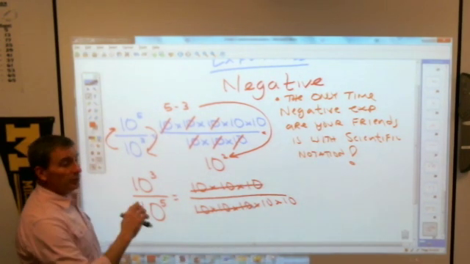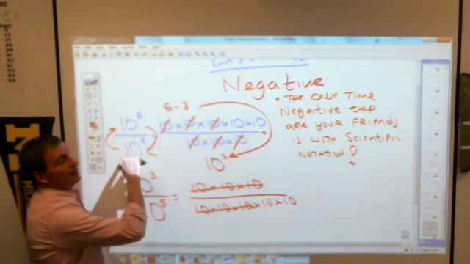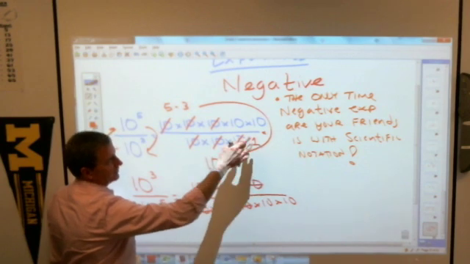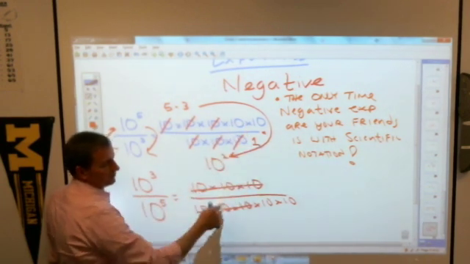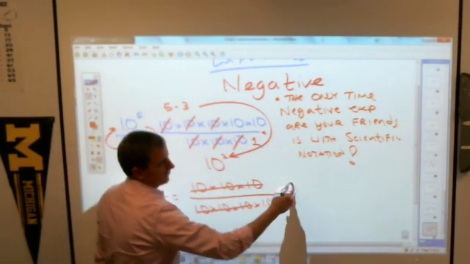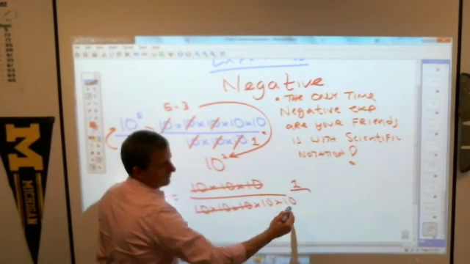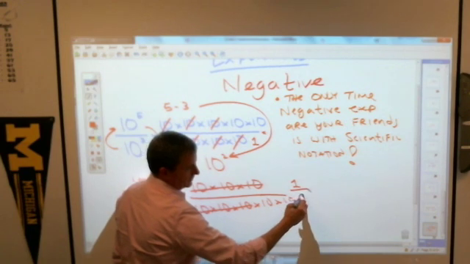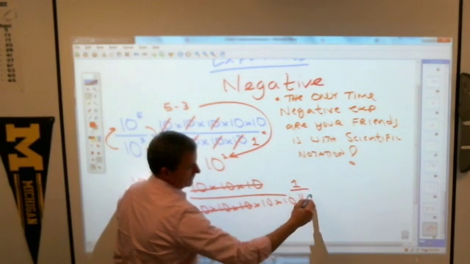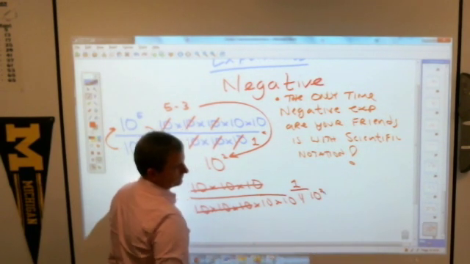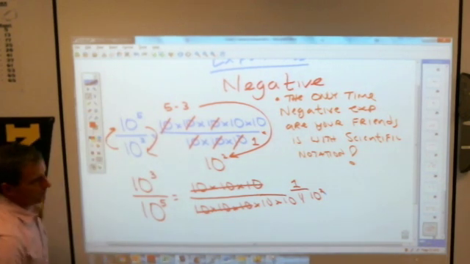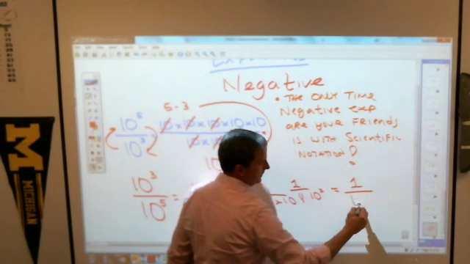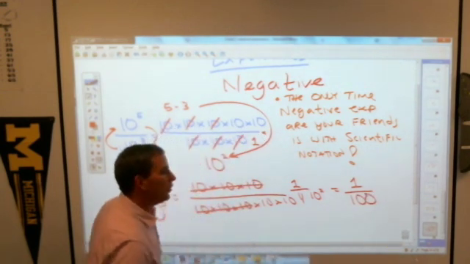Okay, but remember, when you cross off stuff on the bottom, you're still left with the 1, but whatever over 1 is still whatever. But on this, if everything on top crosses off, you have to leave that 1 there. And then what am I left with on the bottom? 10 times 10, which is 10 squared, right? Which is what? I end up with 1 over 100 here, right? And again, you say, so what?